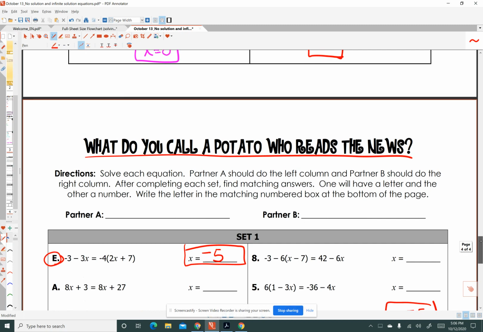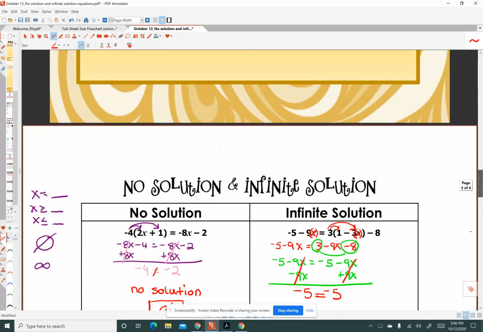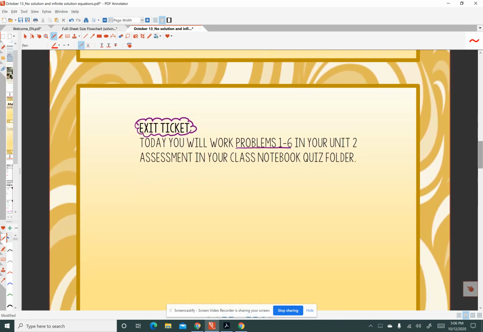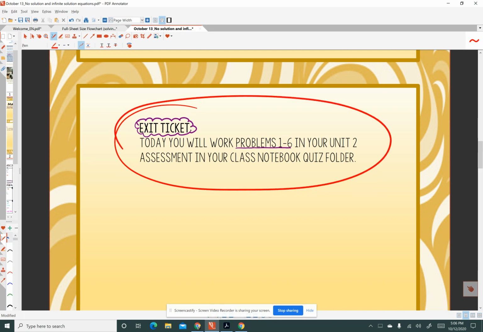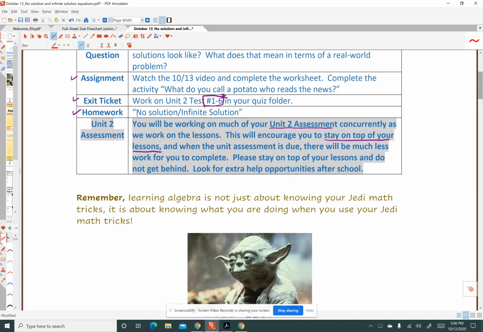So work on that, and then I want you to go back. Some of them will be no solution, infinite solution, and I want you to work on those problems as your exit ticket. For homework tonight, you do have a no solution, infinite solution worksheets. You can get some more practice with those problems.